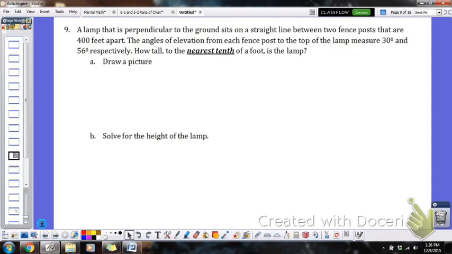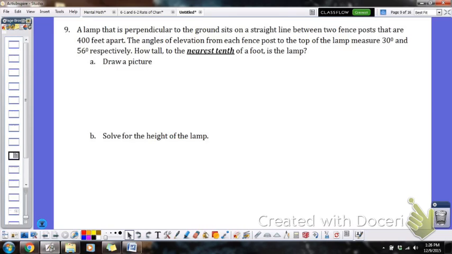Number 9 says, a lamp that is perpendicular to the ground sits on a straight line between two fence posts that are 400 feet apart. The angles of elevation from each fence post to the top of the lamp measure 30 degrees and 50 degrees respectively. How tall to the nearest tenth of a foot is the lamp?